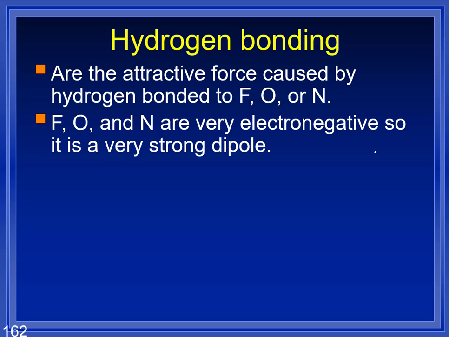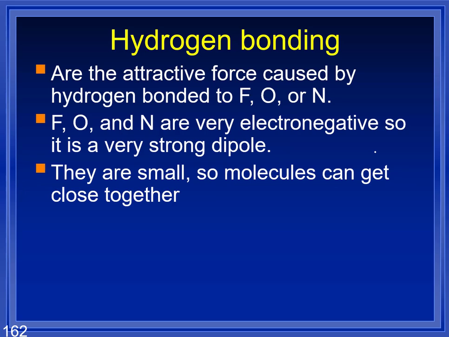So, in one way, F, O, and N are very electronegative. So it's a really strong dipole, which would tend to make you think it was strong, stick together well. Okay, but nitrogen and chlorine both have the same electronegativity, 3.0, and nitrogen's on the list. And chlorine's not. It's got to be something else besides that. The other issue is they're small. So that the atoms can get close together and the negative is concentrated, or the charge is concentrated.